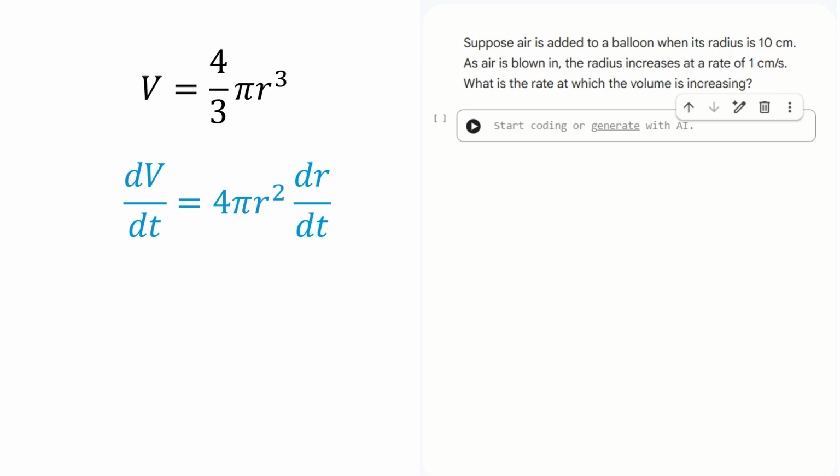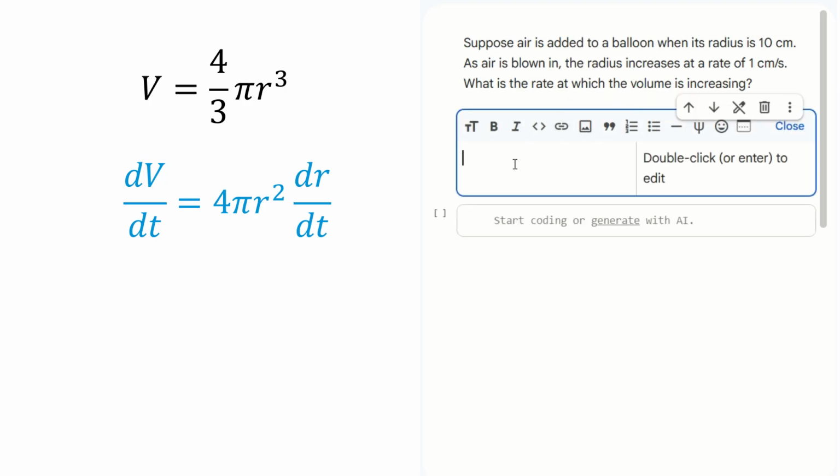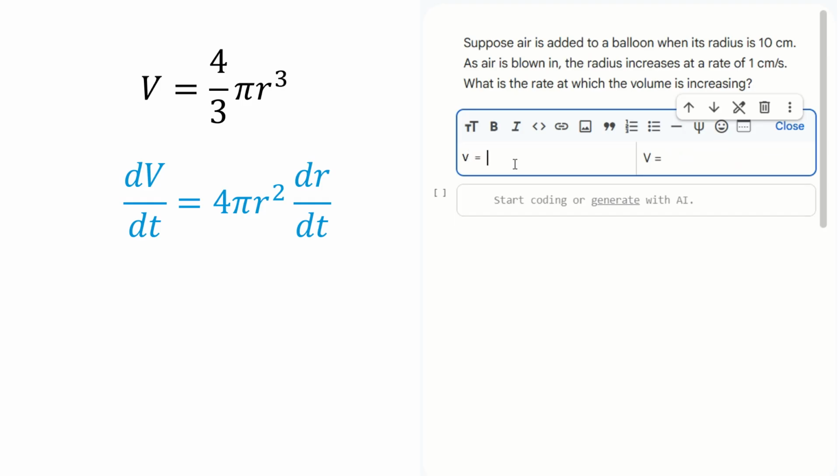Let's take a look at this related rates problem. We have air being added into a balloon. As the air is added in, two things are changing at once. The radius is increasing and the volume is increasing, and obviously those two things are interrelated through the equation for the volume. So let me add a little text cell here. We can write that in just so we have the notation on our screen. The volume of a balloon, which we can approximate as a sphere, is going to be 4/3 times pi times the radius cubed, right? So this is our expression for the volume of a sphere.